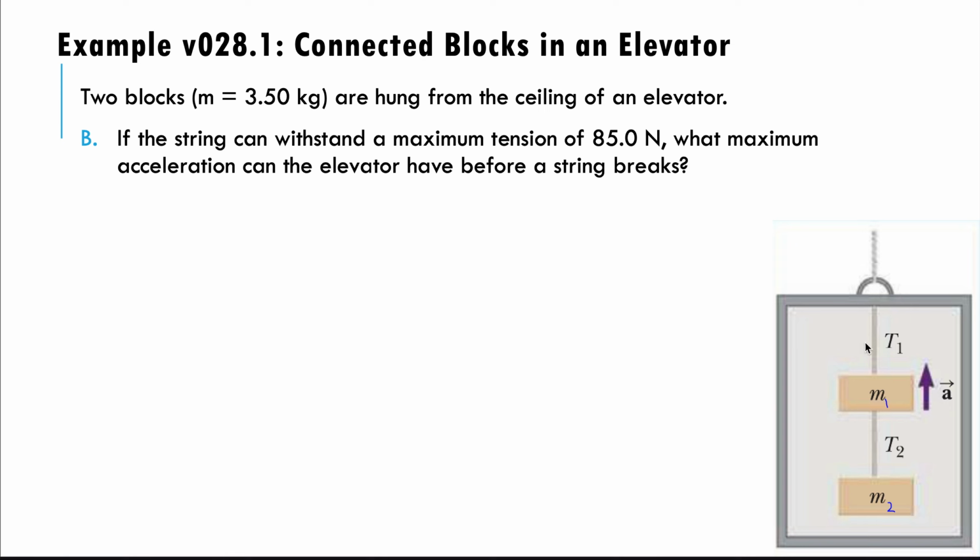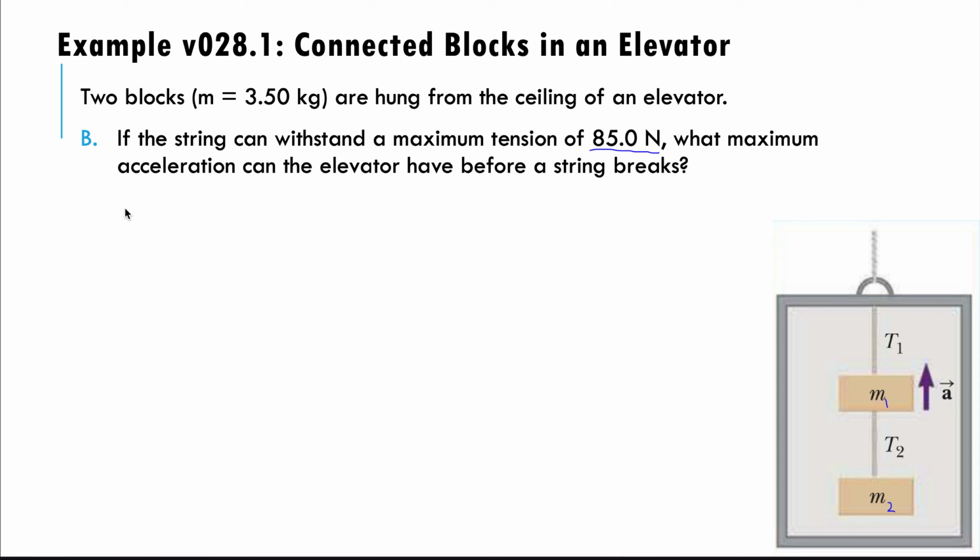Well, if you remember what I just talked about, how in this example, T1 has twice the tension as T2 because it has twice the mass. So no matter what the acceleration is, when these two masses are the same, T1 will always have twice the tension of T2 because it's carrying twice the mass. So this 85 newtons here is going to apply to T1. T1 is the one that's going to break first since there's more tension.